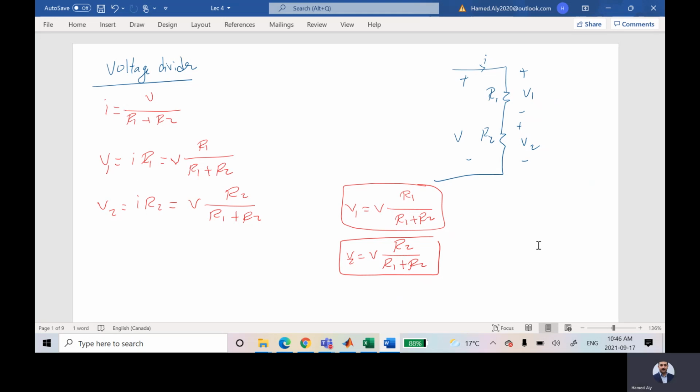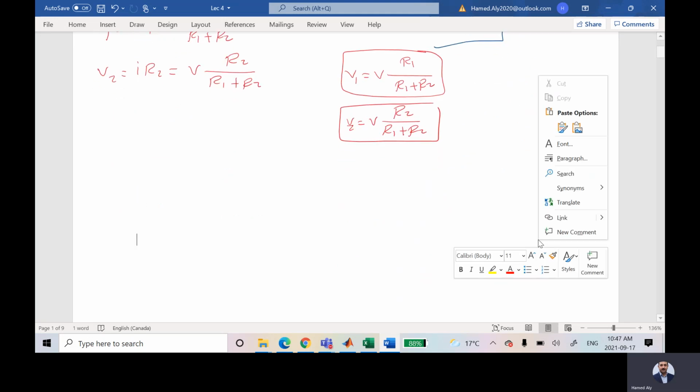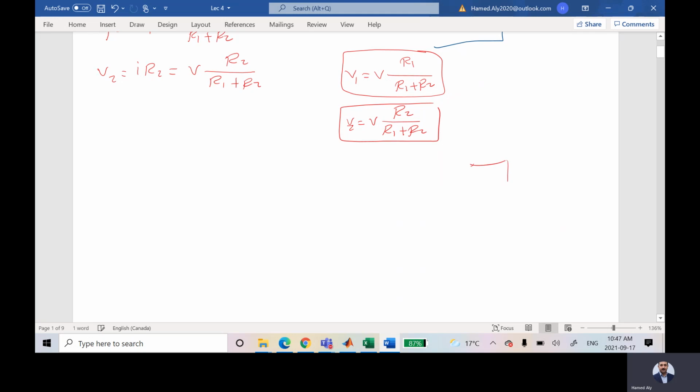Do you still remember what I did for the current divider? If I have 3 branches connected in parallel, we try to find the total resistance of 2 of the parallel branches and convert these 3 branches to B2 only. And then I try to find the current in each one. Then I try to repeat the same story for the branch that's equivalent of 2 parallel resistors.